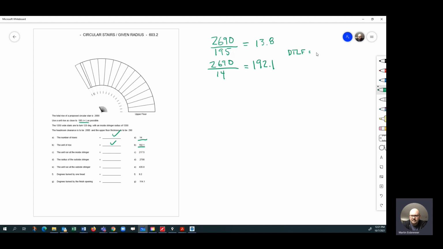And they are 2085, which is headroom plus floor thickness. Upper floor is 290. I'm getting 2375. Sounds about right. So that's my beginning. And now watch this.